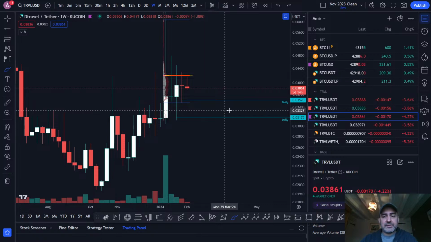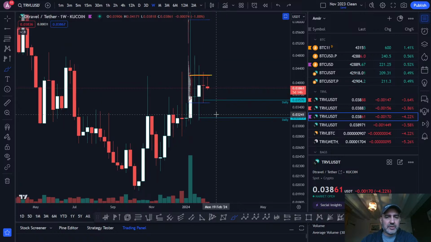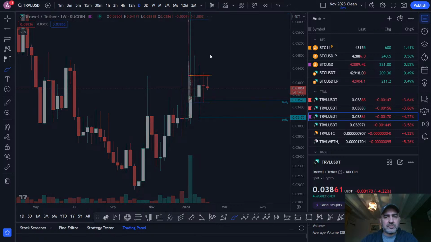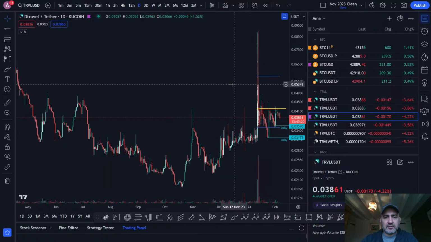It may happen, and we may be going back into the point of control. And I think that would be a really good buy opportunity if we do get back to the point of control. We just have to see how that plays out.